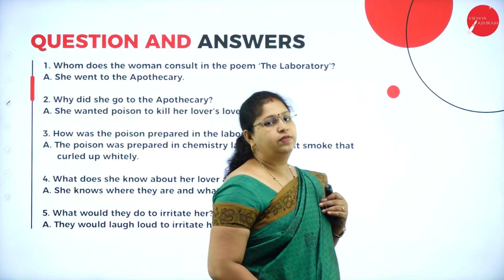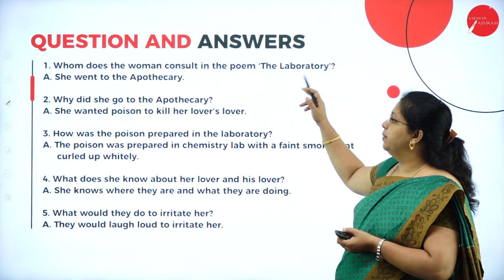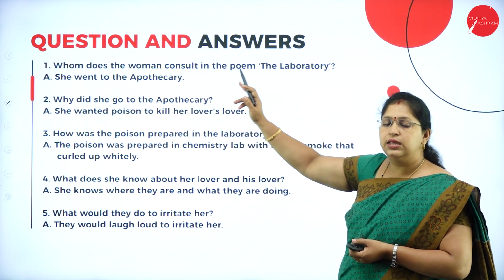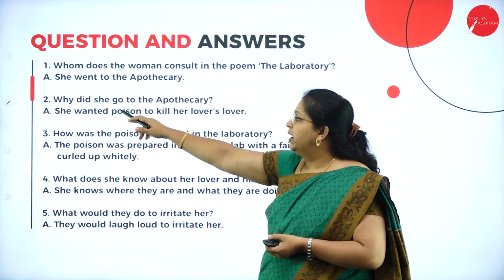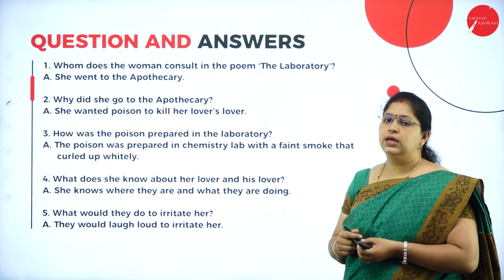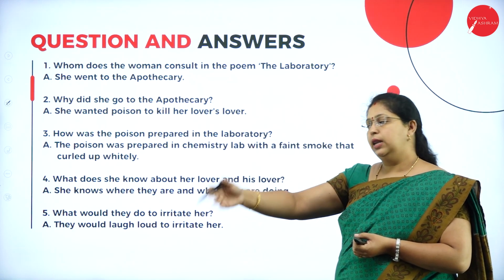Let us discuss some of the question answers. Whom does the woman consult in the poem? She went to an apothecary. Apothecary means the lab technician. Why did she go to the apothecary? She wanted poison to kill her lover's lover. What did she want from him? The poison to kill her lover's lover.